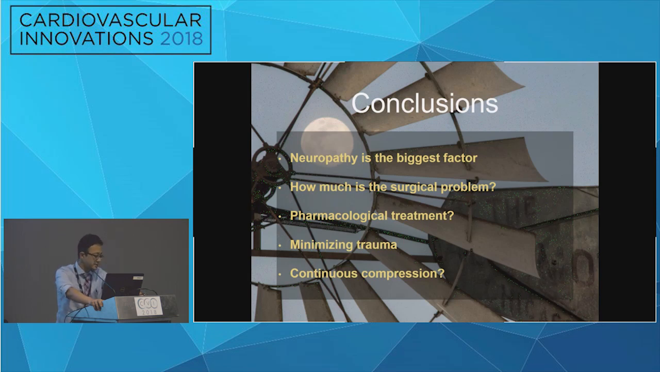And how much is the surgical problem? Again, I believe this is more of a, I think Europe has it. I think that it's more a medical problem than a surgical problem, and a pharmacological treatment may be the future of the treatment for Charcot arthropathy.